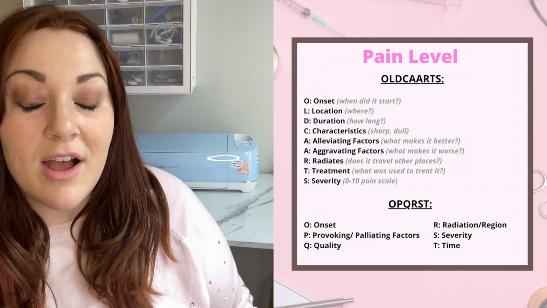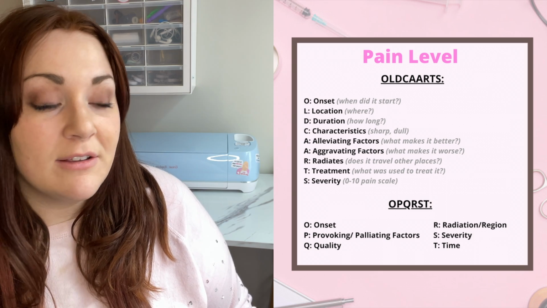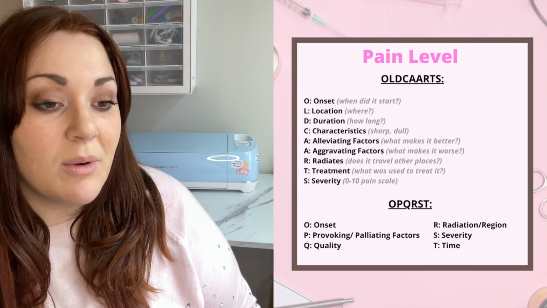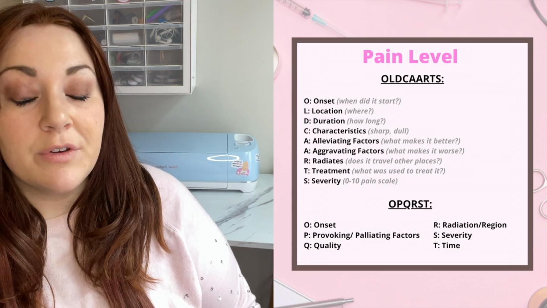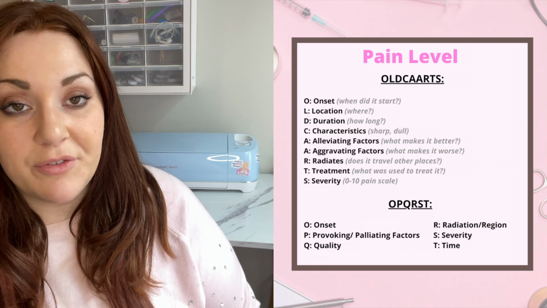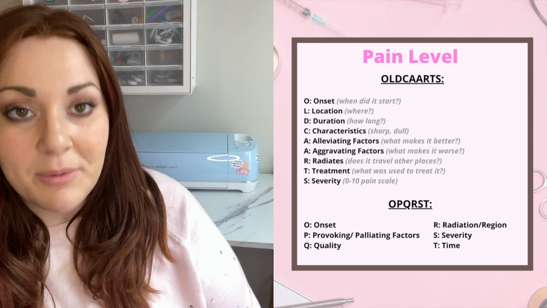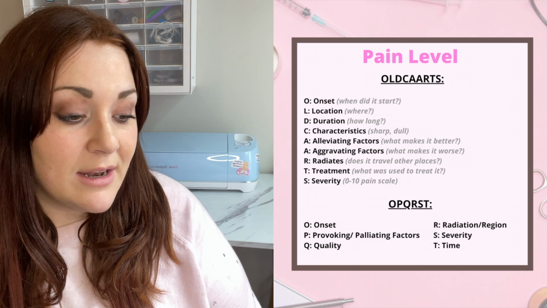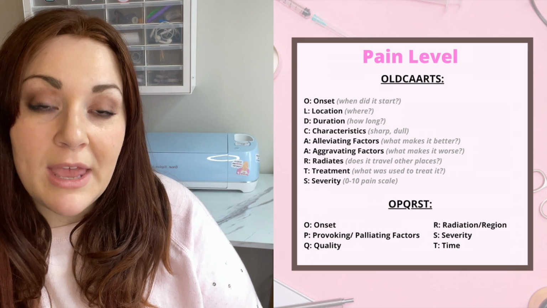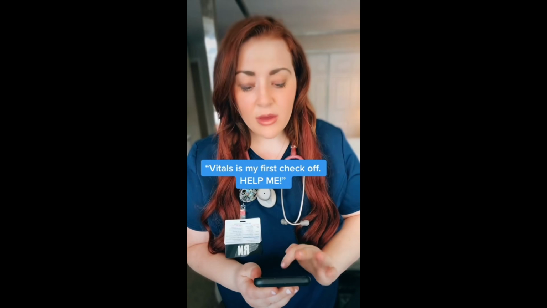Okay, and then another one is OPQRST. So O is for onset, P is for provoking or palliating factors, Q is for quality, R is for region, S is for severity, and T is for time and treatment. So you could use either one of those. I personally like OLD CARTS, but they both work. And again, this is to look at the patient's pain and assess exactly what could be going on.